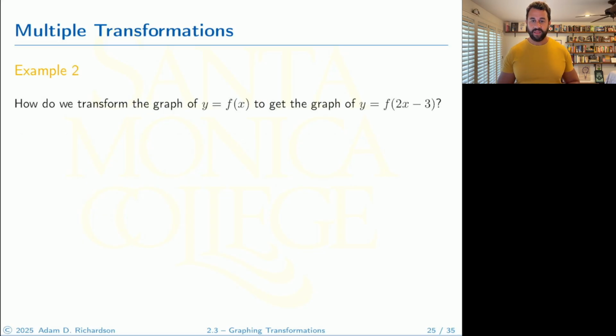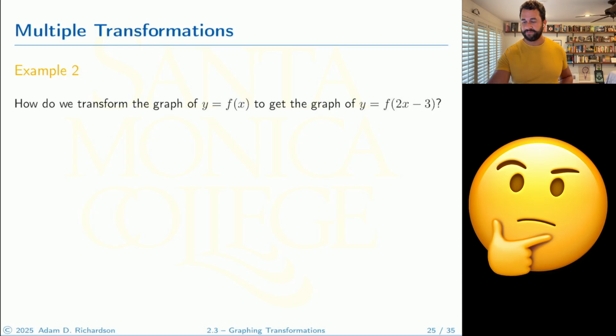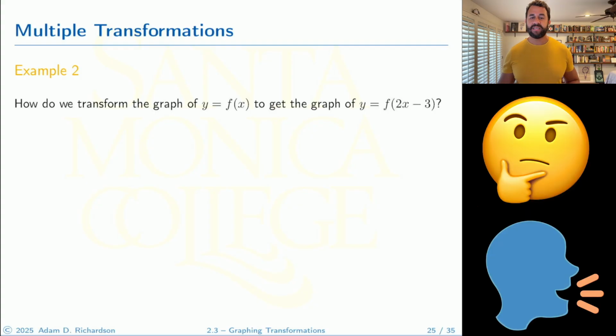Okay, next question. How would you transform the graph of y equals f of x to get the graph of y equals f of 2x minus 3? Think about this one for a minute. Now say something out loud to yourself. Give your brain that feedback. Say it to your dog, your cat, your hamster, whoever.